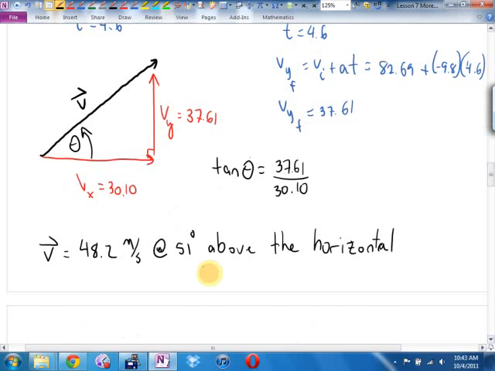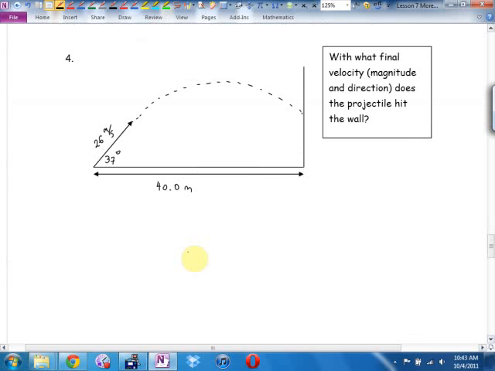Instead, I would like to move to number 4. With what final velocity, magnitude and direction, does the projectile hit the wall?